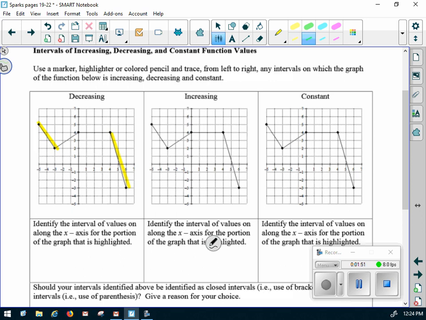Let's go to the increasing one. What does it look like if the graph is increasing? What does the graph look like if the graph is constant? Yeah, all those lines are straight. Horizontal. Yeah, horizontal.